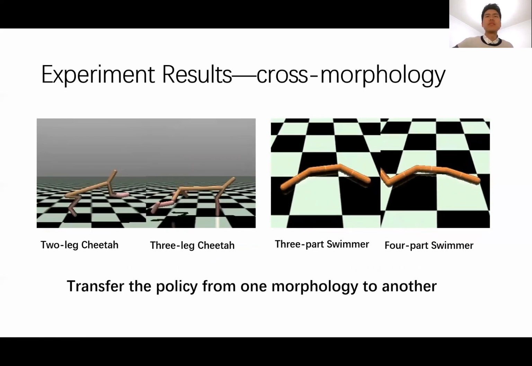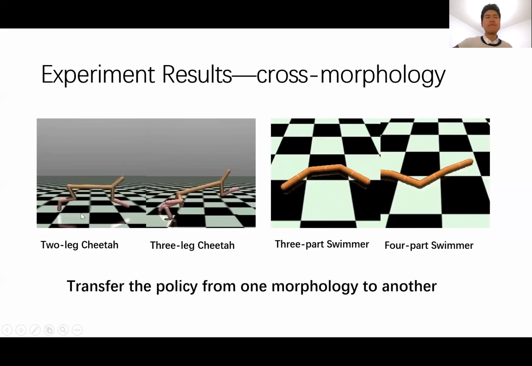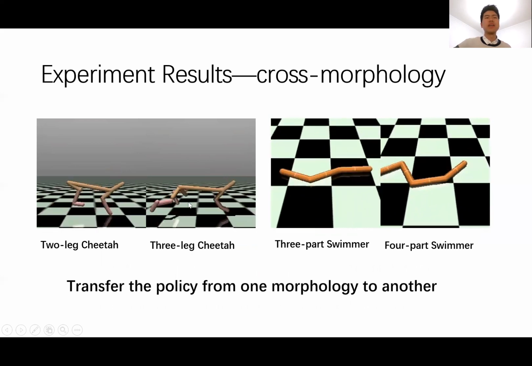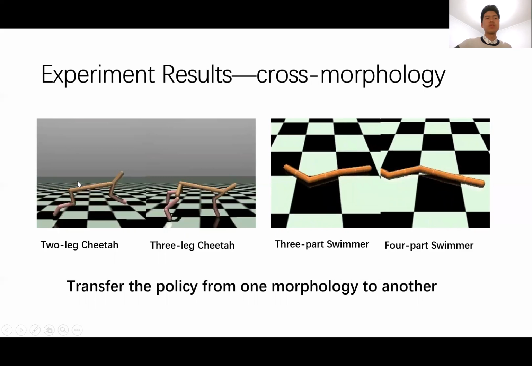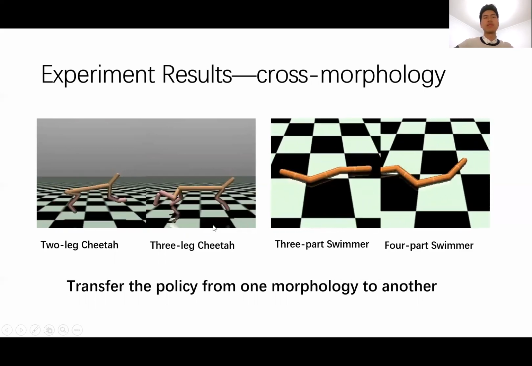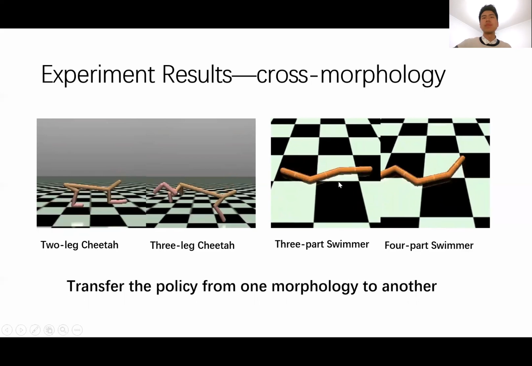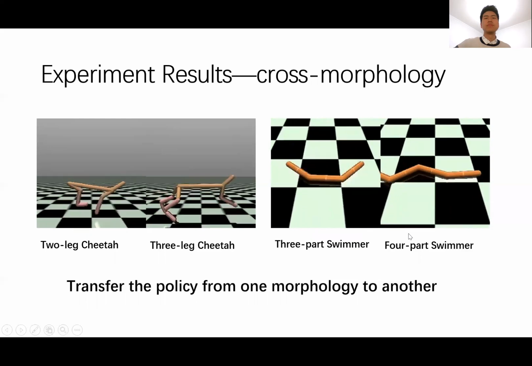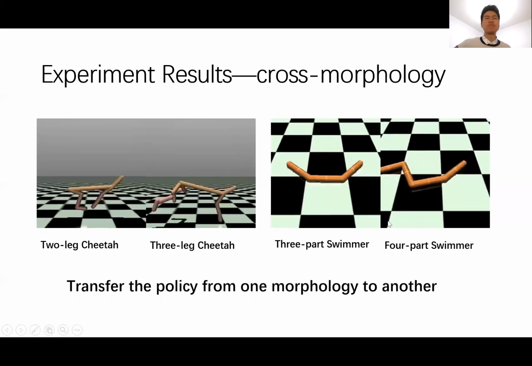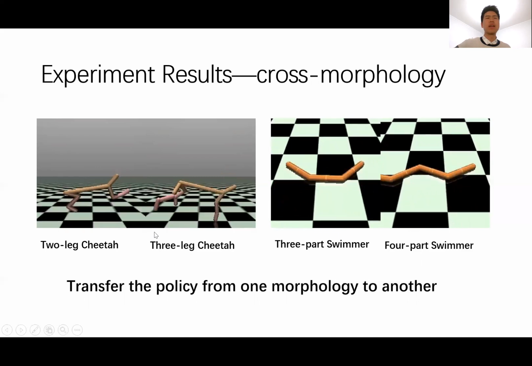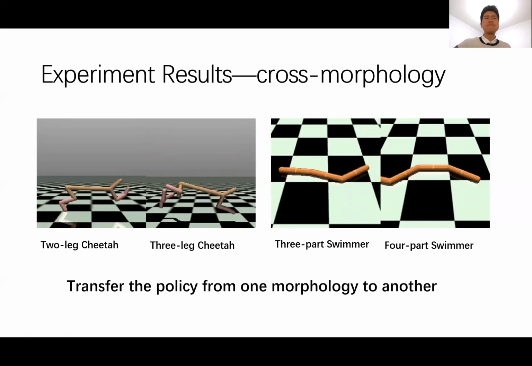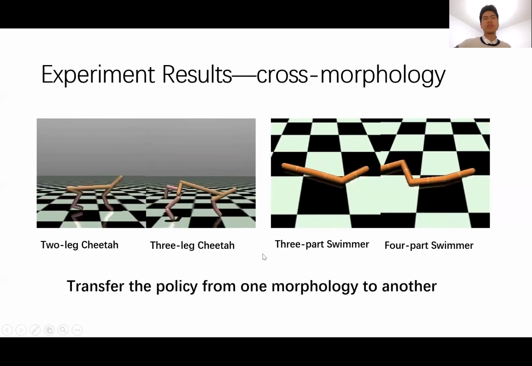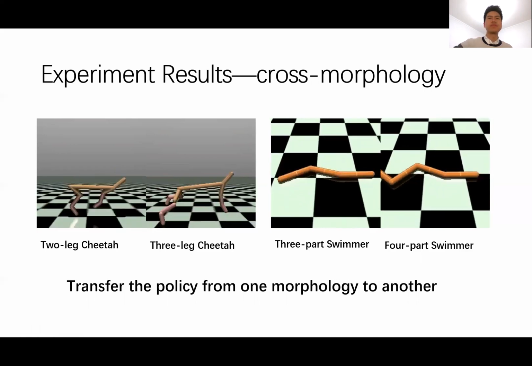This slide shows more results for the cross morphology setting. We can transfer the policy from a two-leg cheetah to a three-leg cheetah. We train a policy in the two-leg cheetah and let it run forward and then adapt it to a three-leg cheetah. Similarly, we transfer the policy from a three-part swimmer to a four-part swimmer. They are different morphologies, and we don't have any paired data, and we also don't have any new reward to fine-tune the policy. We just learn correspondence and then transfer it.